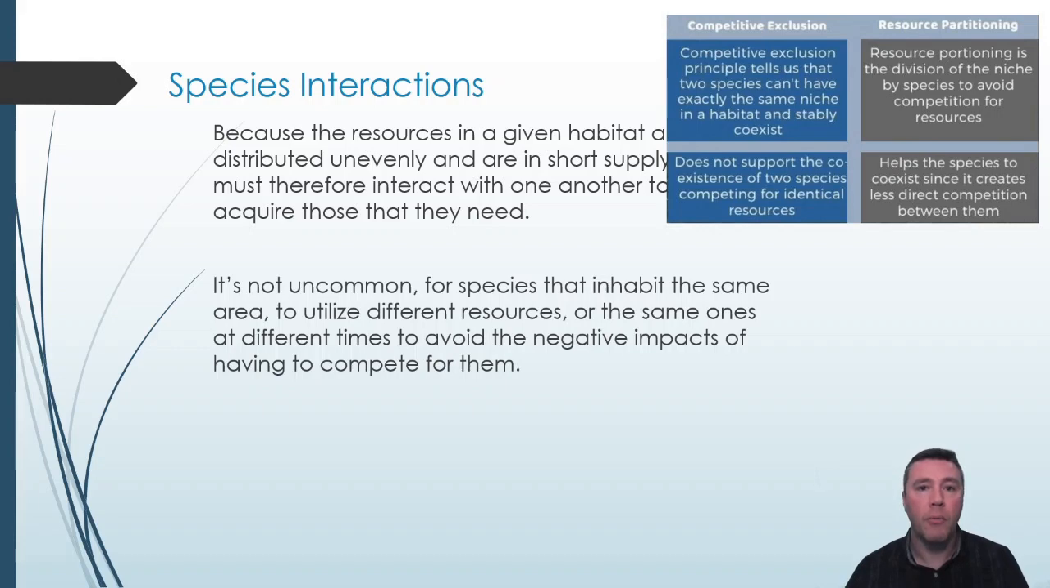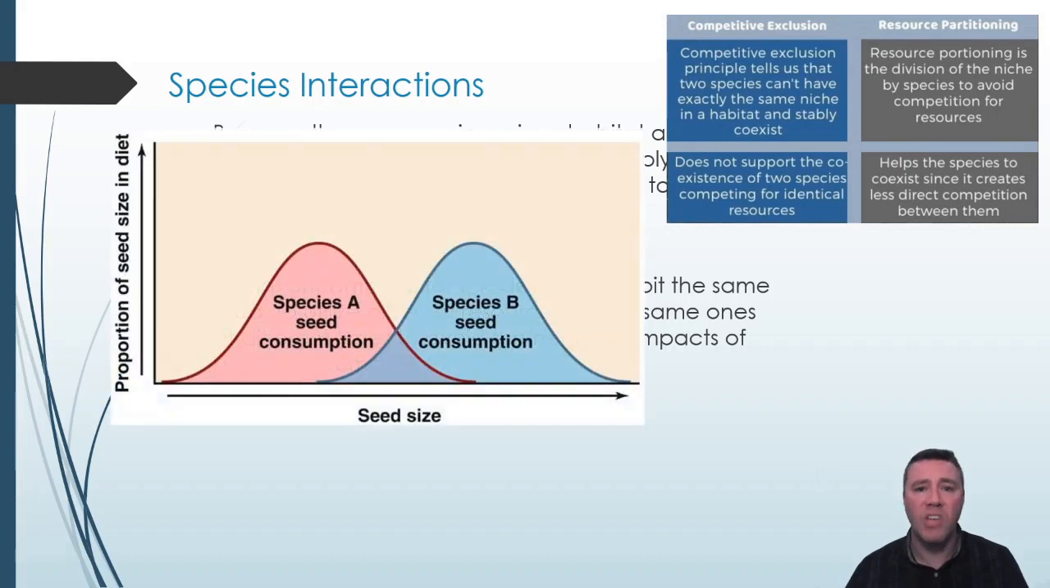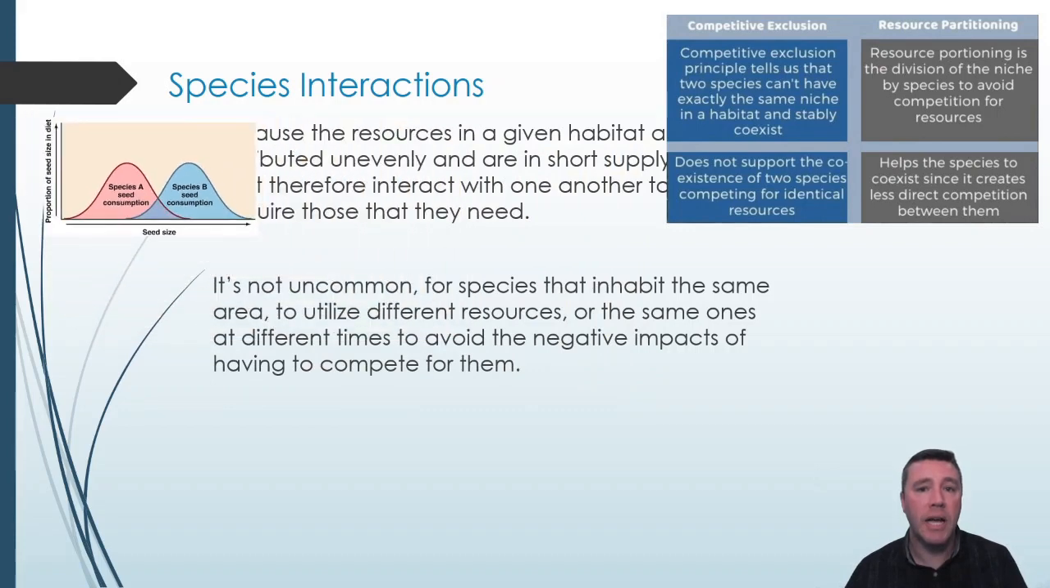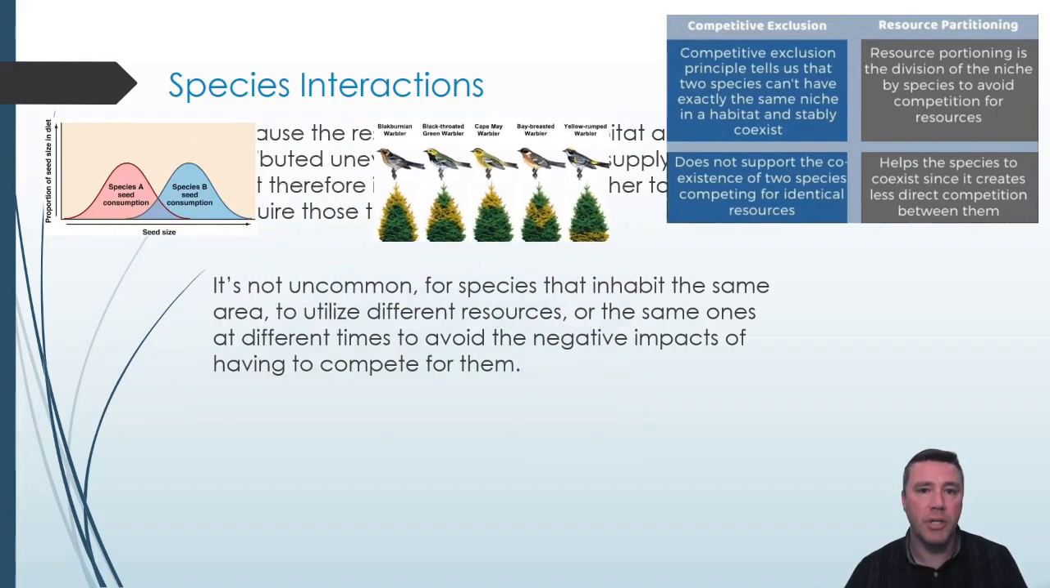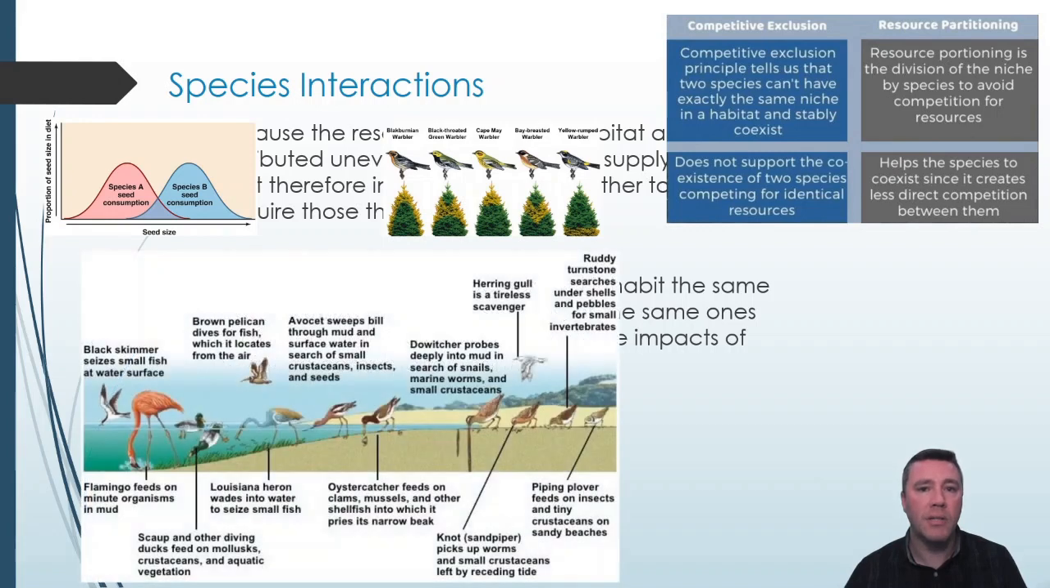For example, perhaps two different species of bird eat the same kinds of seeds that a plant produces. One species may go after the smaller seeds, while another one goes after the larger seeds. Another form of resource partitioning can be seen in how species occupy a habitat. One species of bird may prefer nesting sites that are high up in a tree, whereas others may prefer nesting sites closer to the ground. This illustration demonstrates how a variety of species can all coexist because they're utilizing different food sources at different locations.